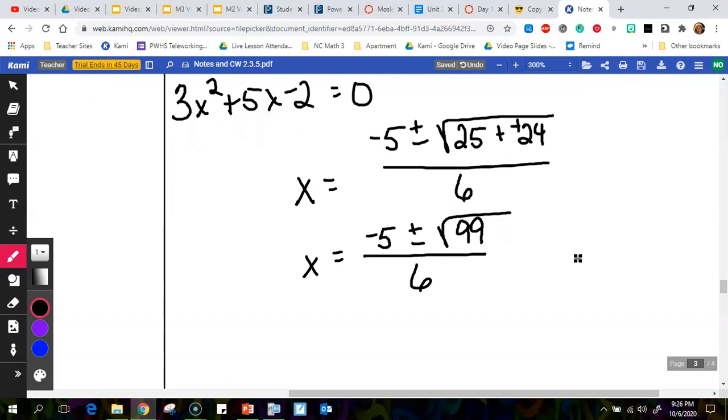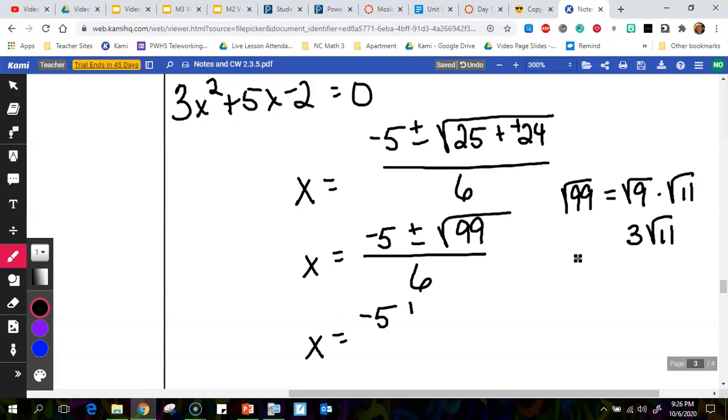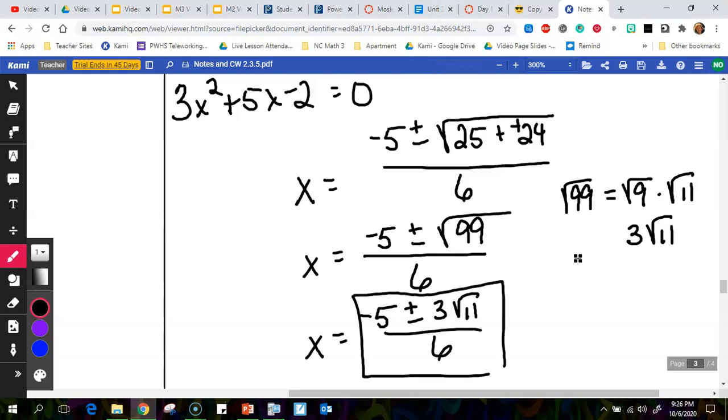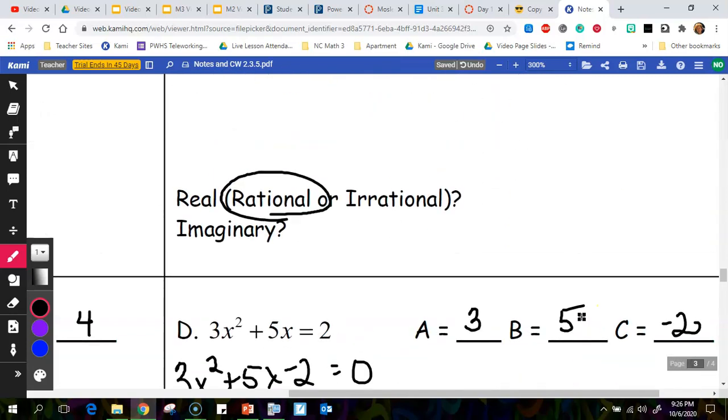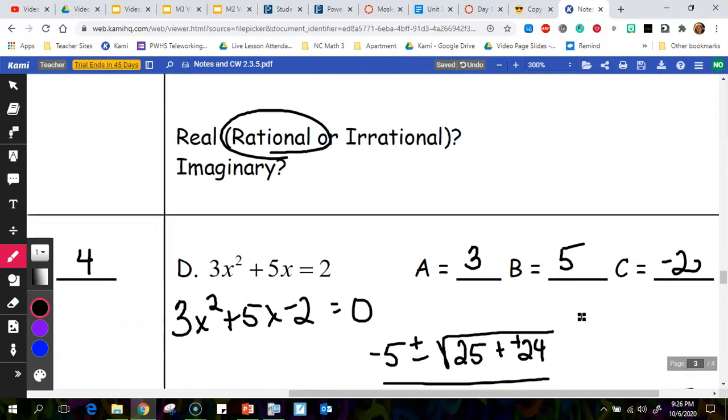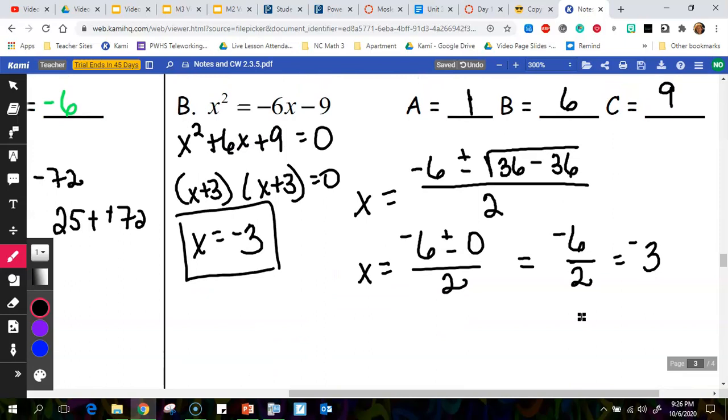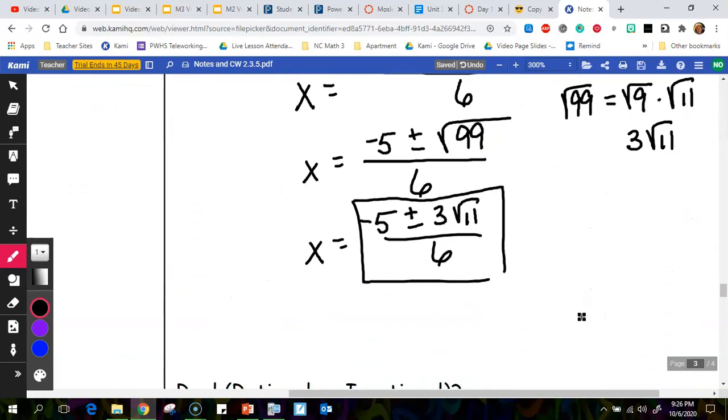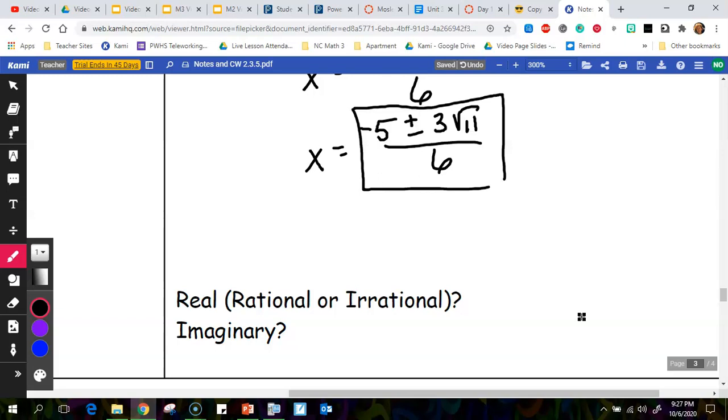All right, root 99 can be written root 9 times root 11, so that's 3 root 11. I'm sorry, these are boring. Negative 5 plus or minus 3 root 11 over 6. I don't know. I thought maybe we didn't get any imaginary, but a lot of times you will get imaginary roots, but we didn't get any unless I did something wrong. If y'all see something I did wrong, please let me know.